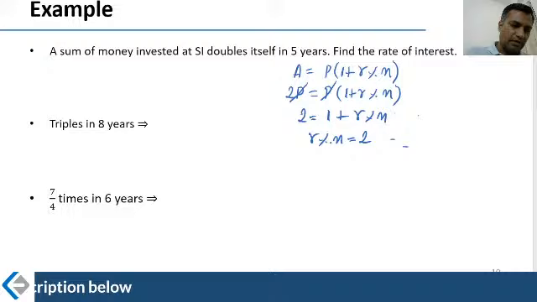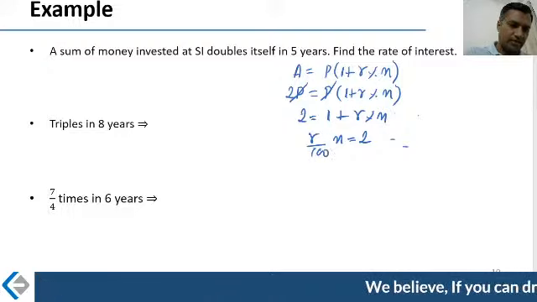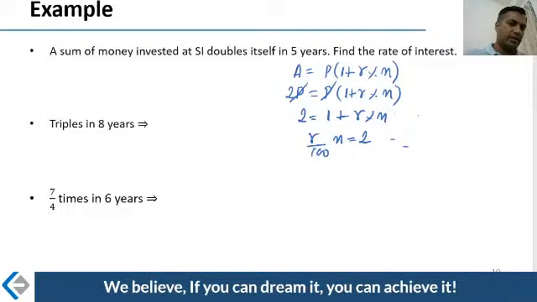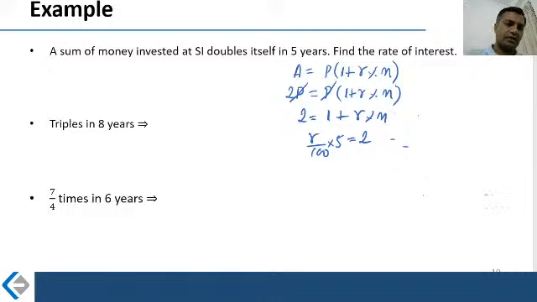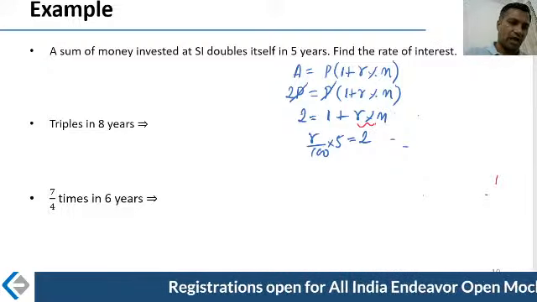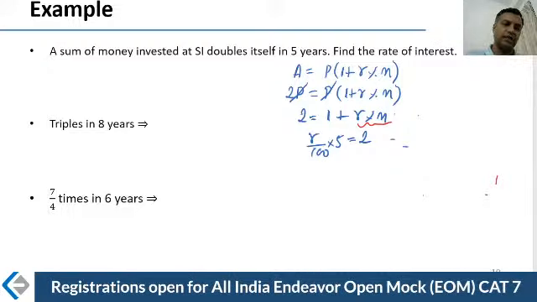What is R%, friends? R by 100, isn't it? Yes. The amount doubles itself in 5 years, so the value of n is also given to me. What is the value of n? 5. Therefore, I am substituting them: R% of n, with R% being R by 100 and n being 5 years.